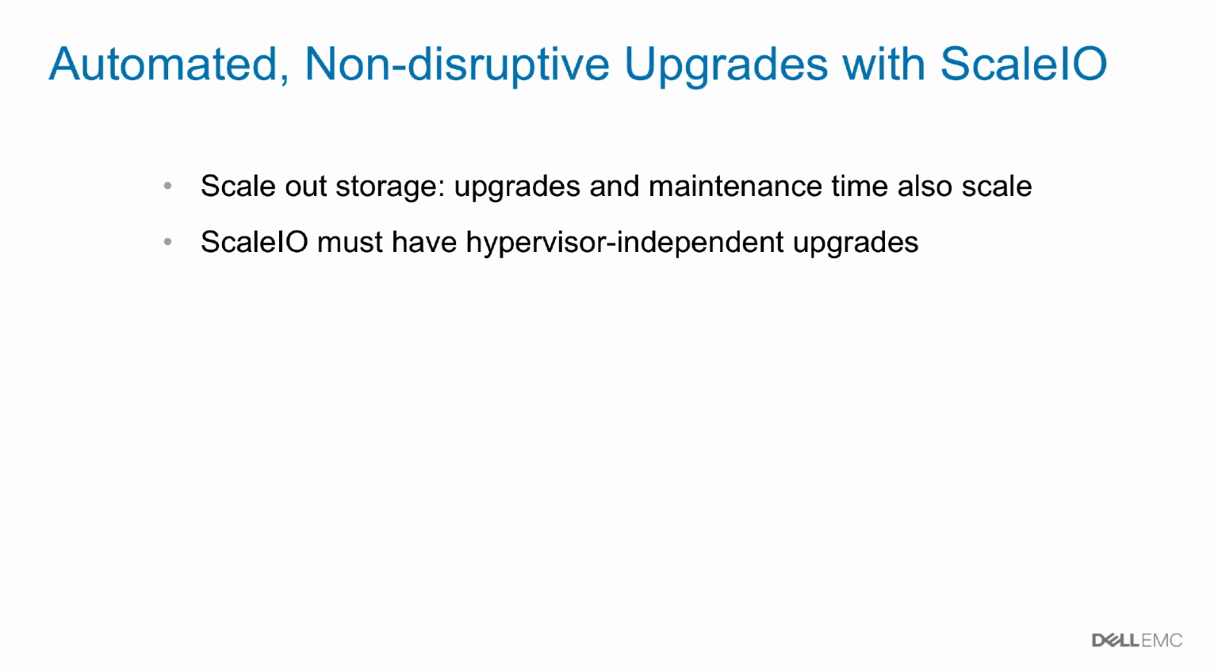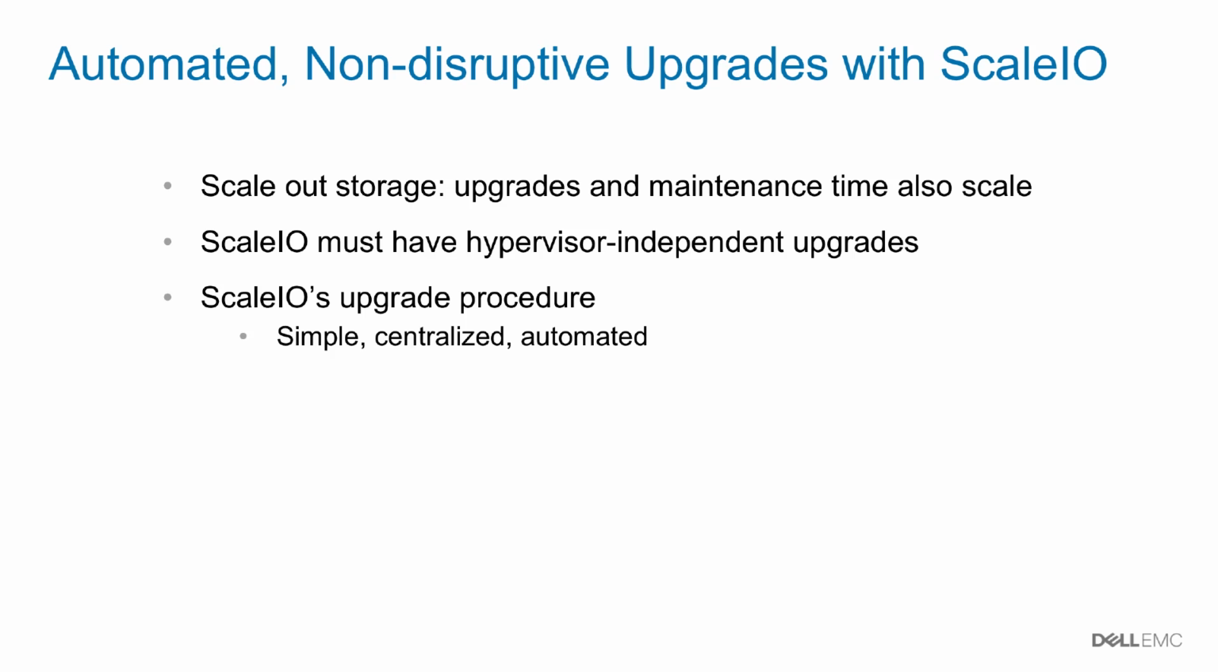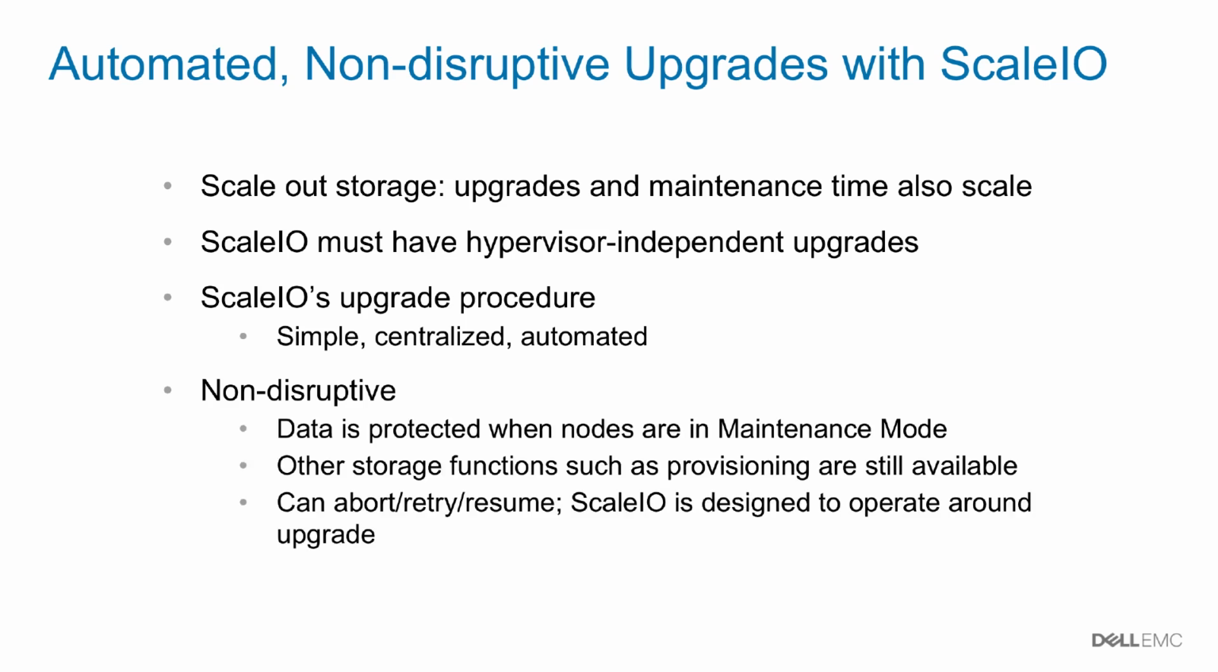Furthermore, ScaleIO can deploy over 1,000 nodes in the same storage system, so making maintenance and upgrades seamless and automated is vitally important. We need a way to coordinate the upgrade and maintenance procedure across the system, and it needs to be simple, centralized, and automated. Furthermore, it has to be non-disruptive. It shouldn't interrupt I/O, and it shouldn't interrupt other storage tasks.